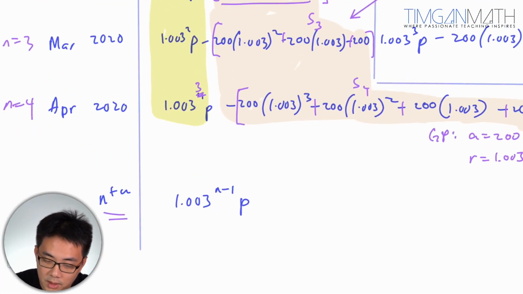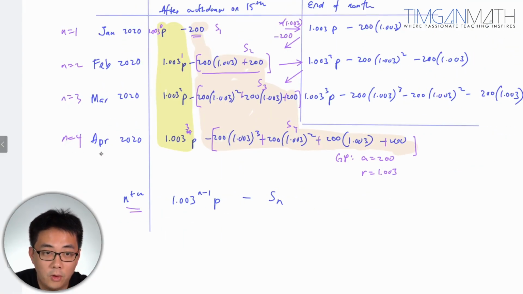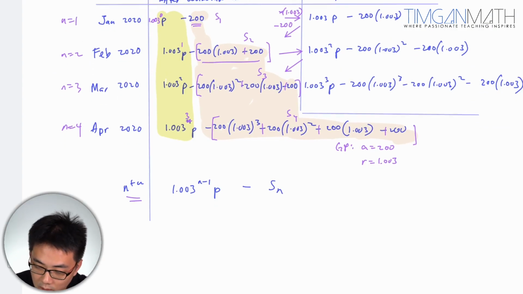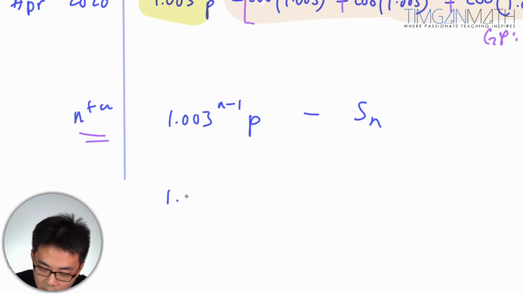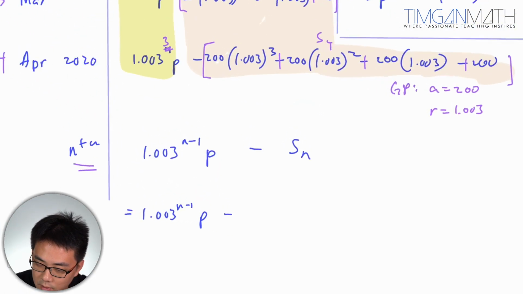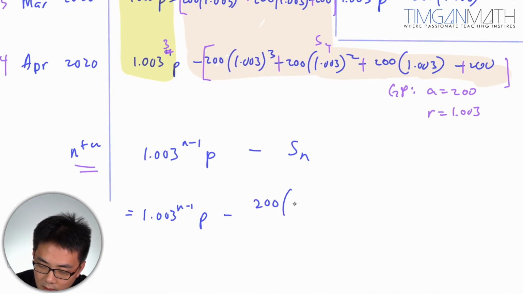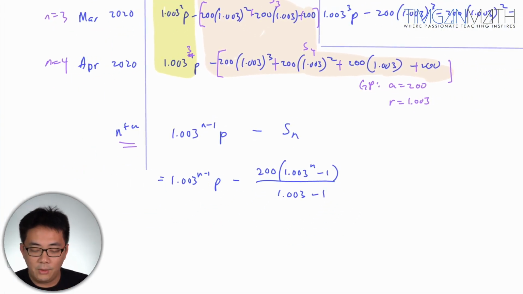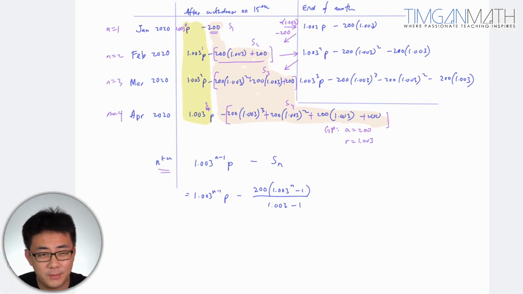So this would be minus Sn, because when this is 4, this is S4. When this is 3, this is S3. This is 2, this is S2. This is 1, this is S1. So, that's pretty okay. So this is 1.003 minus 1, P, and A will be 200, R will be 1.003, N minus 1, 1.003 minus 1. Okay, I want to find on the 15, the amount just below 200.